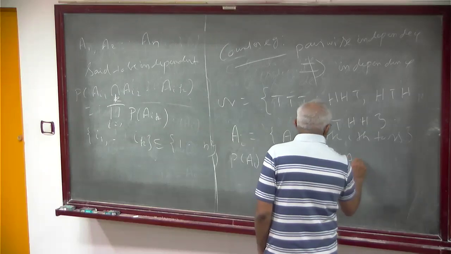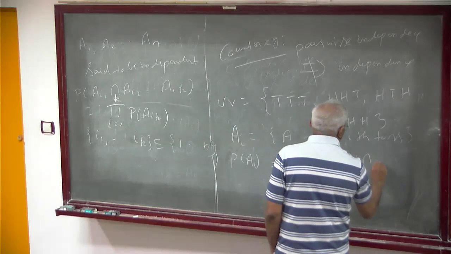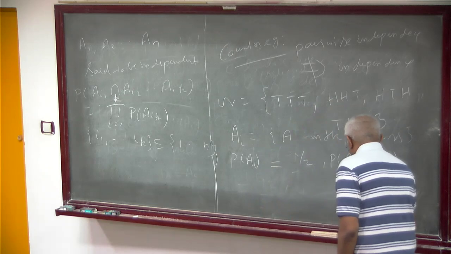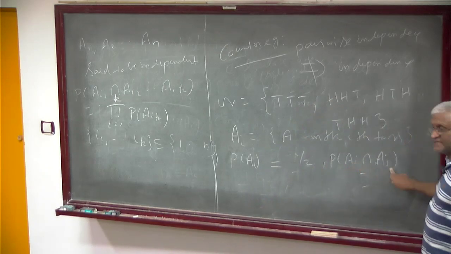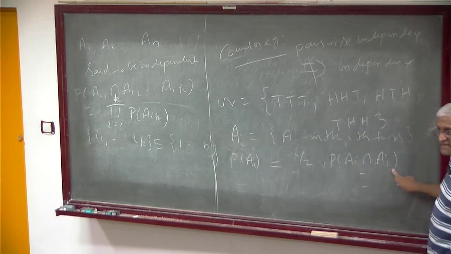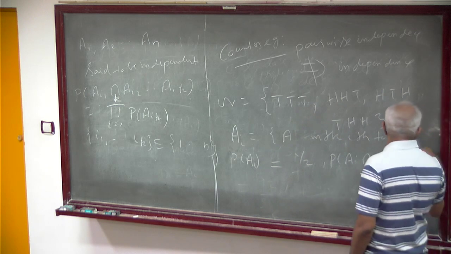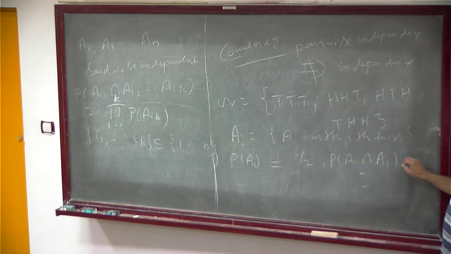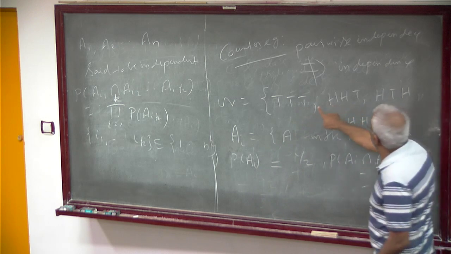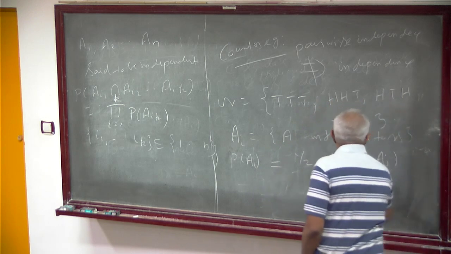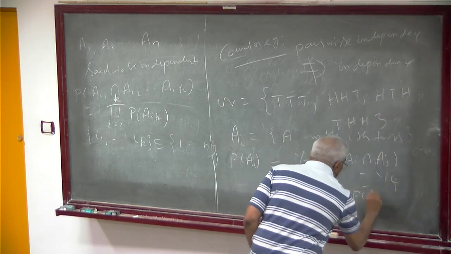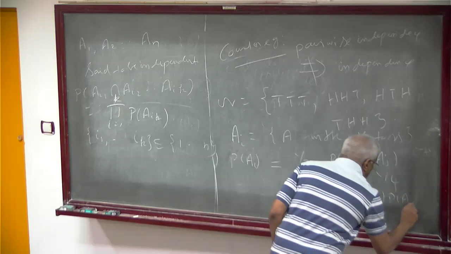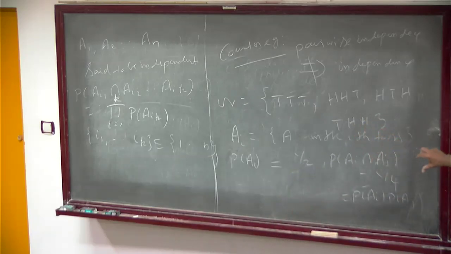Probability of A_i intersection A_j, where i is not equal to j, is like getting a head in both the ith and jth places. That is just 1 by 4, right? Which is equal to P of A_i times P of A_j. So they are pairwise independent.